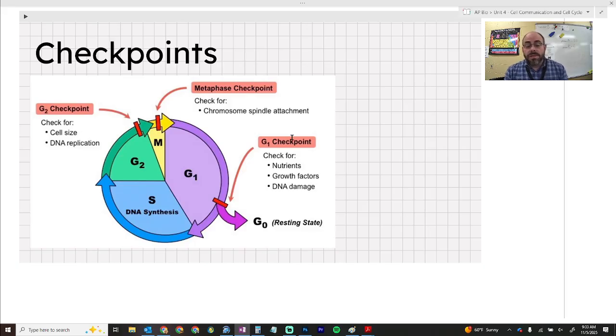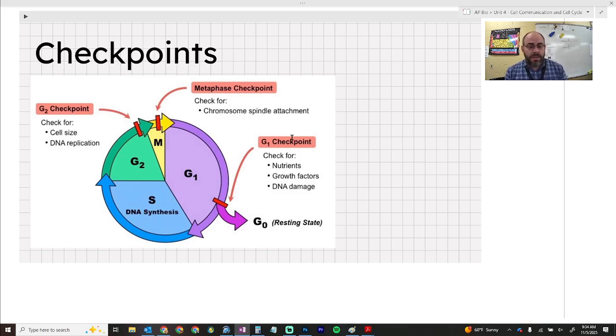Remember, G2 is the preparation. Well, what do you do at the close of your preparation, right before you do something? Let's say you're going on a big trip. You've been preparing for that trip. Right before you leave, you're going to go over that checklist one more time. That is the G2 checkpoint. It's checking for cell size. Is the cell big enough to divide? Has the DNA been replicated? Are there any errors in the DNA? Is there enough energy for the cell to divide? Cell division requires a lot of energy. And so these are some things that go into that checkpoint.